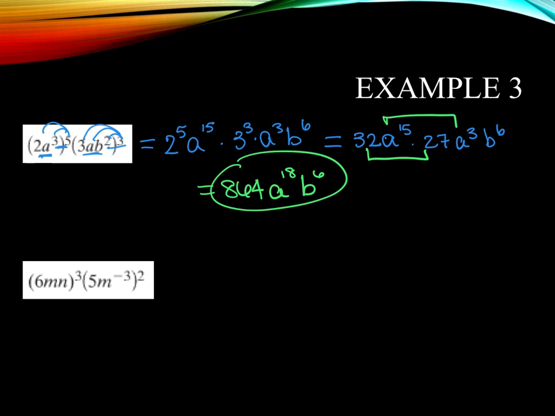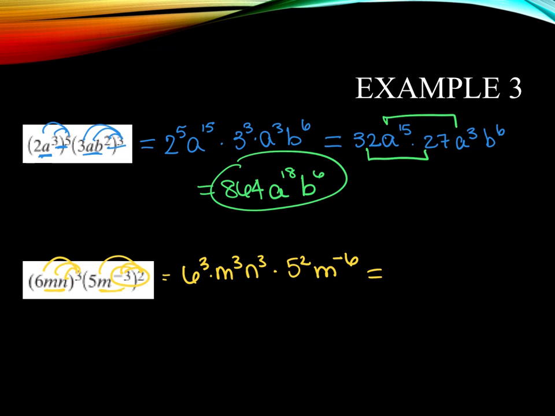And for the last part to this problem, again, I have a product being raised to a power and another product. So I'm going to distribute. So this gives me 6 cubed times m to the third times n to the third. Then I'm going to multiply that by 5 squared. And then that's going to be multiplied by m to the power to a power. I'm going to multiply, so m to the negative 6. And again, I'm going to simplify.